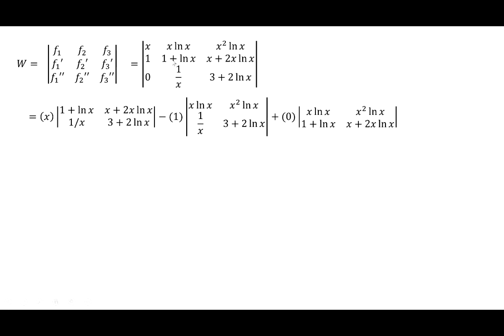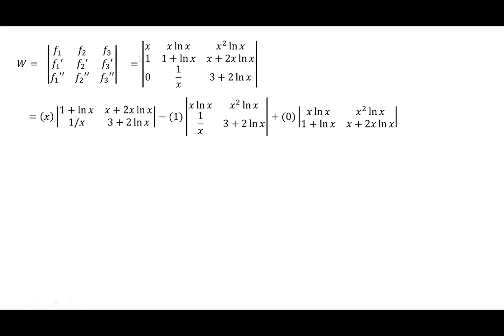1 plus natural log of x, x plus 2x natural log of x. That's what you see here in the first row. 1 over x and 3 plus 2 natural log of x. That's what you see in the second row. Cool? Then, there's a 1 here, and that's the one that you see here. How come there's a negative? I owe you an explanation on that. But all I want to first show you is that I'm using that 1 here times a 2 by 2 matrix. Where did I get that from? How do I get that?